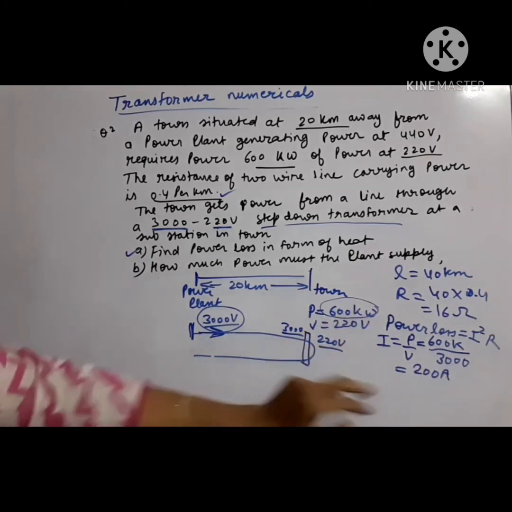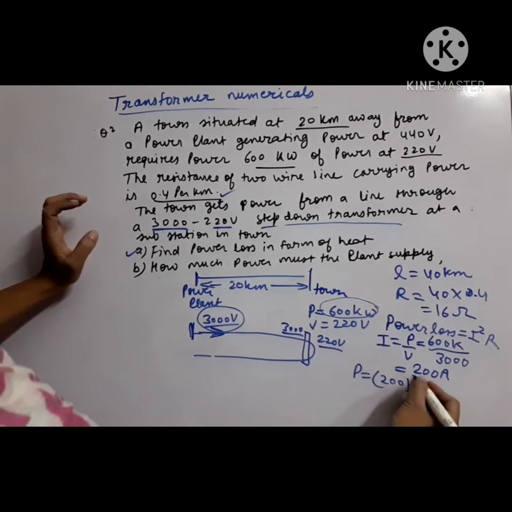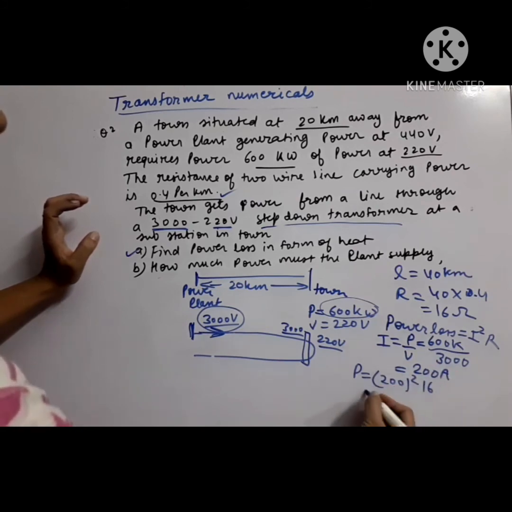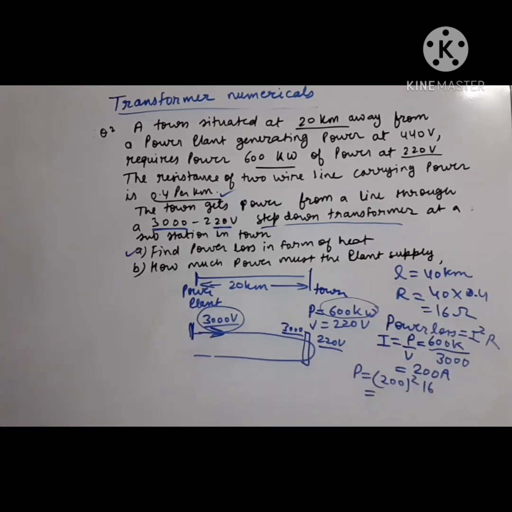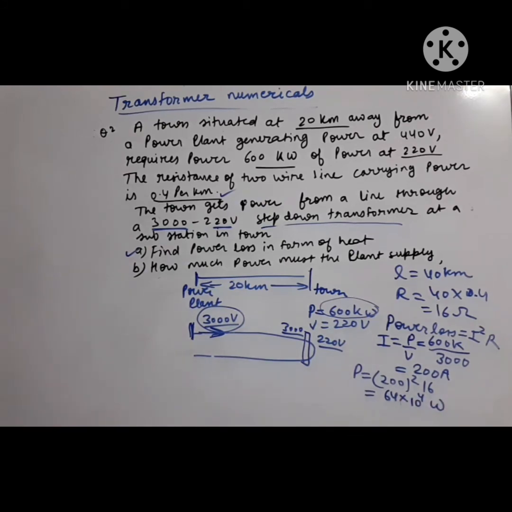Now we will put it in the power formula. So the power formula is I square R. So 200 square into resistance 16. This way we will calculate the power. So 16 fours are 64 into 10 raised to power 4 watt. This will be the answer of the power loss.